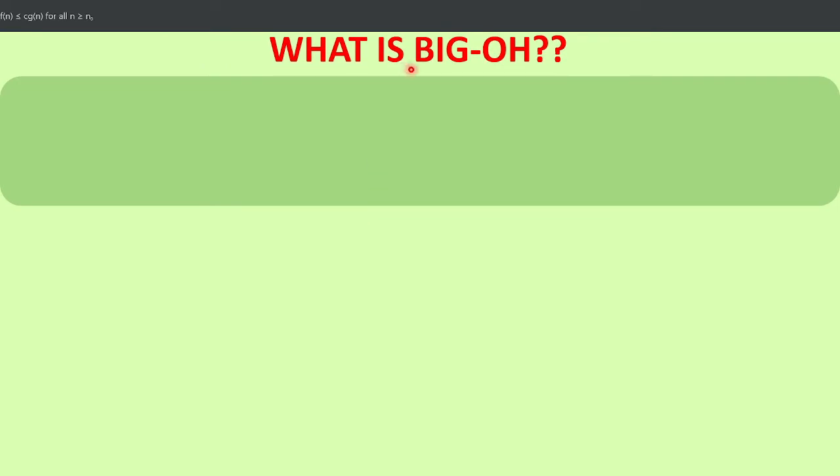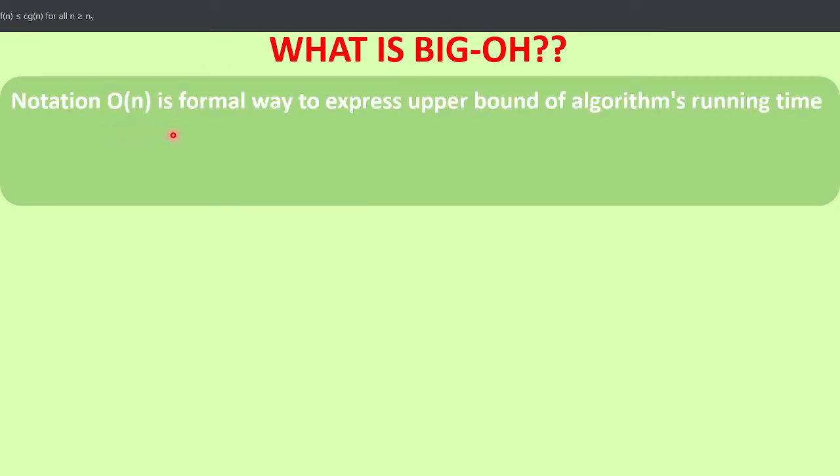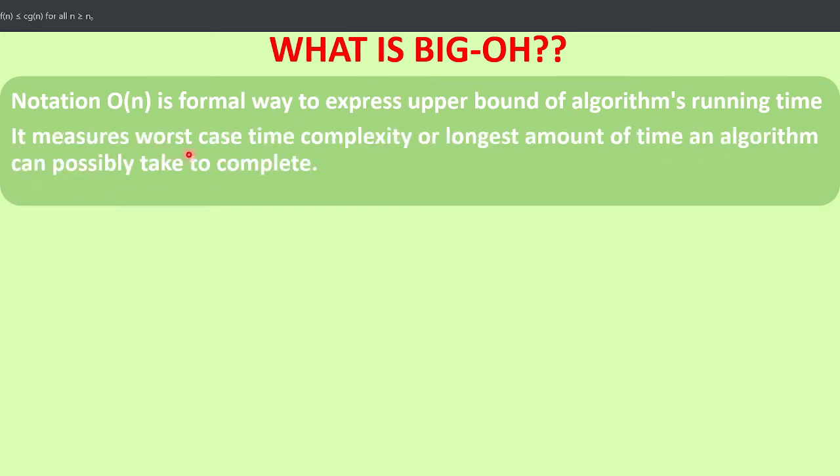So firstly, what is big O? Notation O of n is a formal way to express the upper bound of an algorithm's running time. These notations are used to find the time complexity or the space complexity of any algorithm. How much time an algorithm is taking to execute and how much space it is taking is written using these notations. It measures worst case time complexity, or the longest amount of time an algorithm can possibly take to complete.